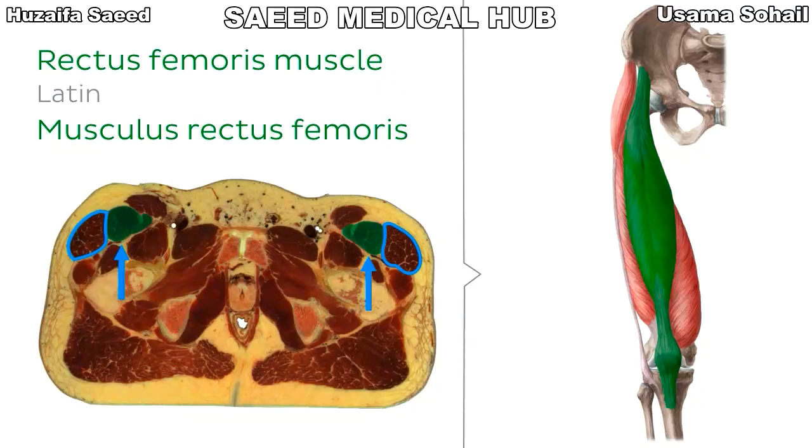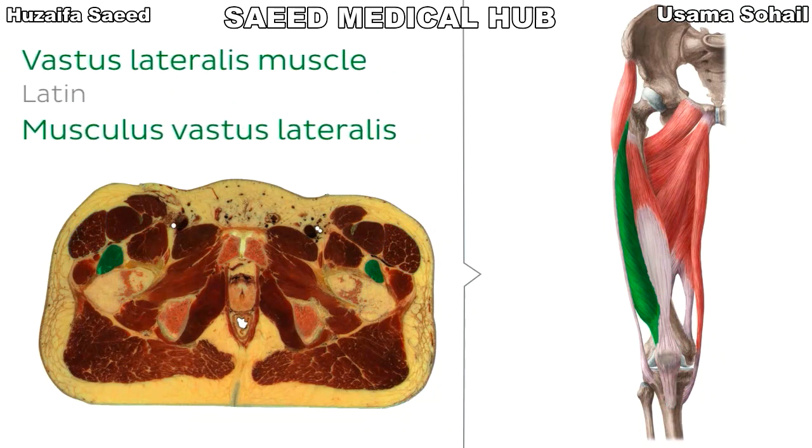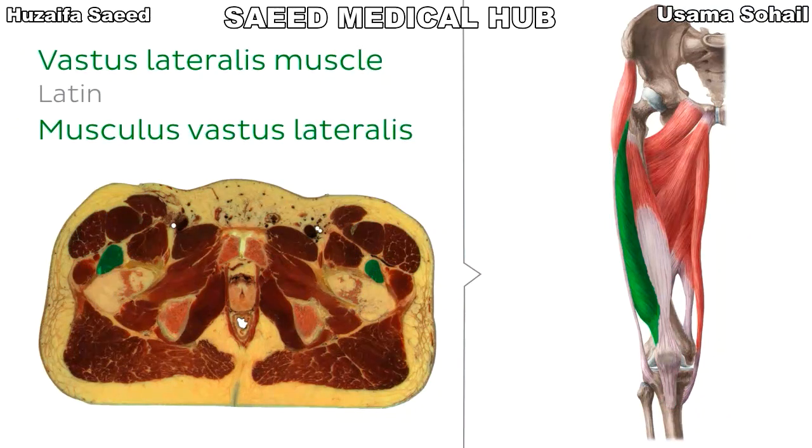Just deep to the rectus femoris, we find another member of the quadriceps family, the vastus lateralis muscle. If we take a look to the illustration to the right of the slide, we can see the vastus lateralis traversing down the lateral thigh, hence its name. In cross-section to the left, we see the same muscle highlighted on the outside or lateral sides of the thigh.